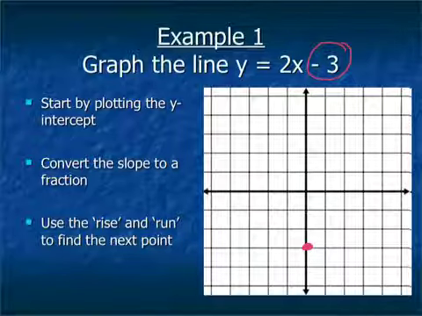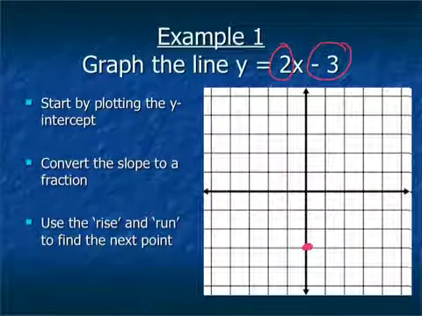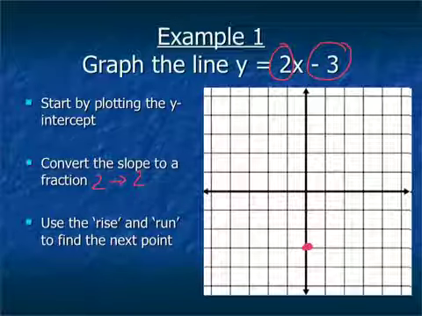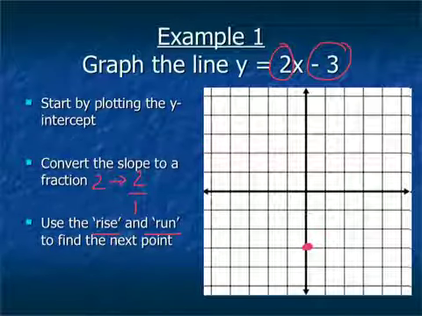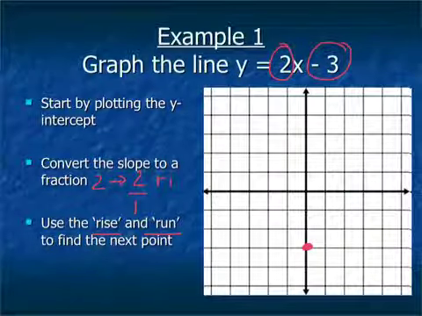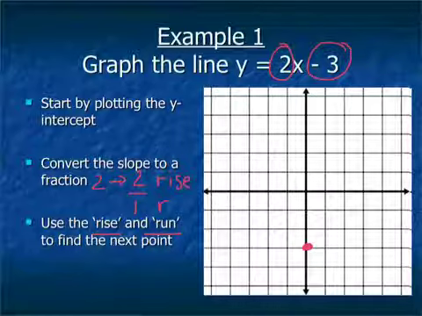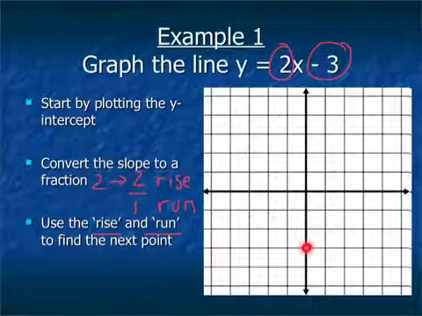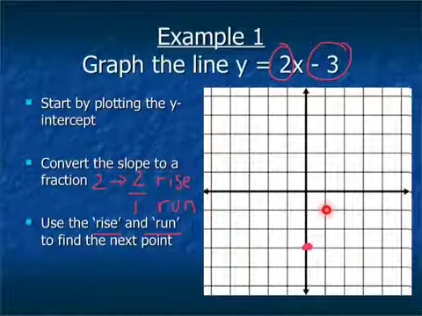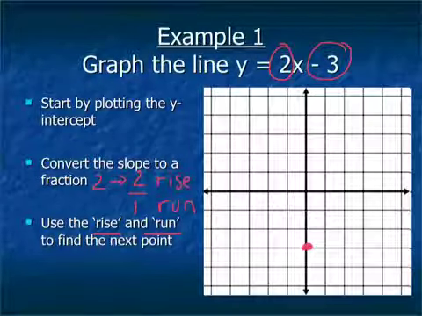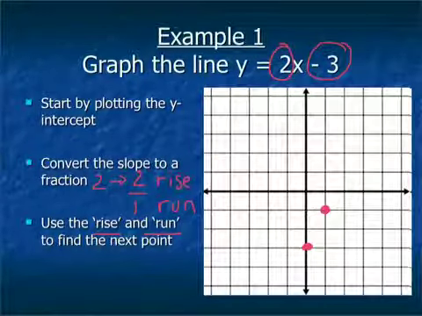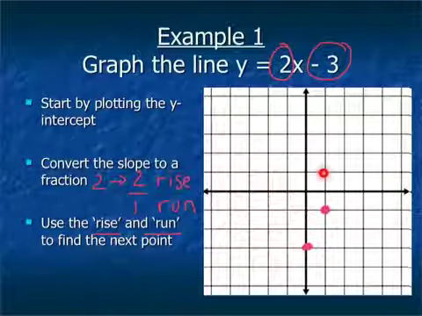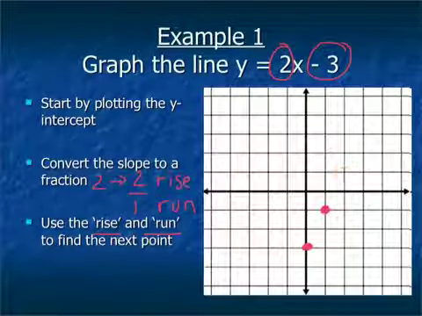Then I'm going to look at my slope, and I'm going to make my slope into a fraction. So right now my slope is 2. I could rewrite that as 2 over 1. And then remember that slope is a ratio of rise and run. So 2 is my rise, and 1 is my run. Meaning that starting from that point that I already plotted, I'm going to rise 2 and run 1. And that's where my next dot is going to go. And then I could do that same thing again. I could rise 2, run 1, and put another dot there.